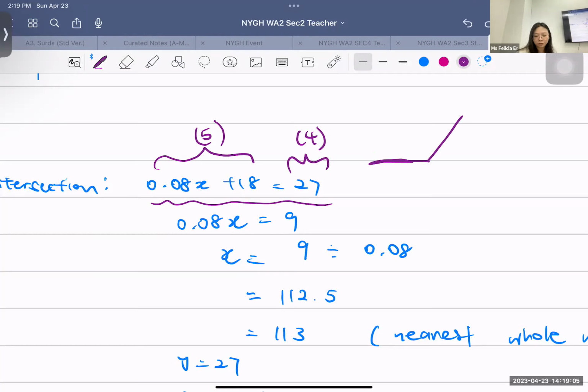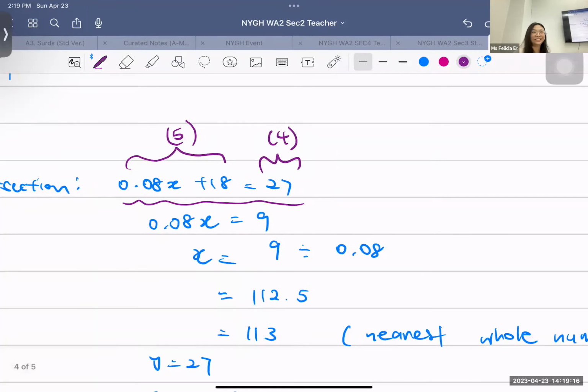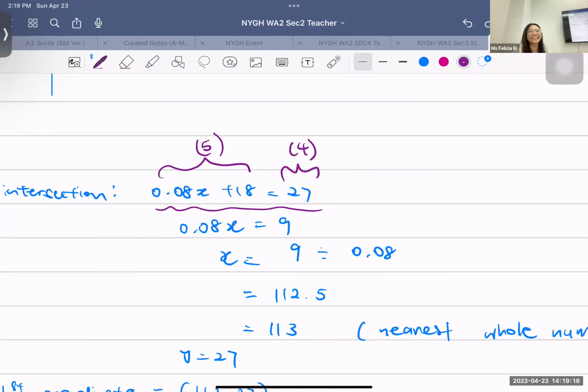It is this portion. Can see that? Then after that, I solve for X. I need to find it to the nearest whole number. Okay, managed to get this answer, anyone? No one? Do you all get this answer? Okay, great. If you got this answer, good job.